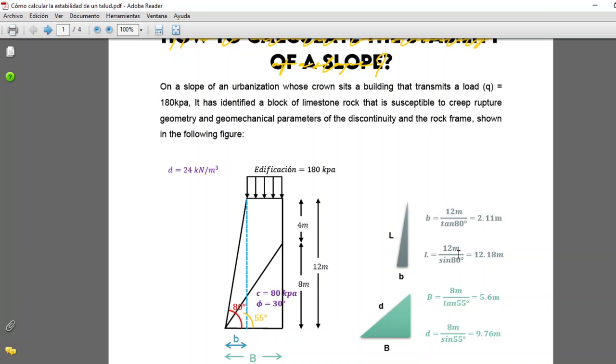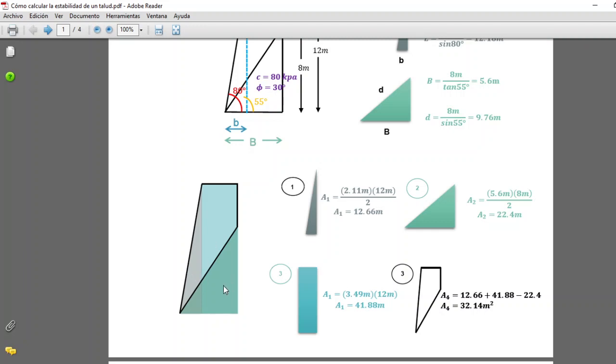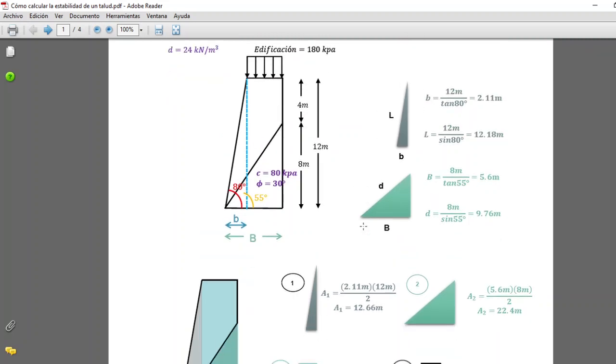It's necessary to section the slope, in which we have 4 figures: 1, 2, 3, and 4. Well, that draws now the total area of the slope. We need to know each of the areas.